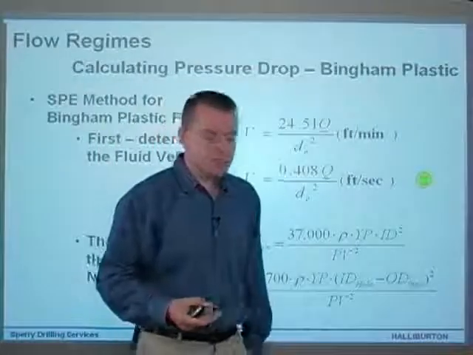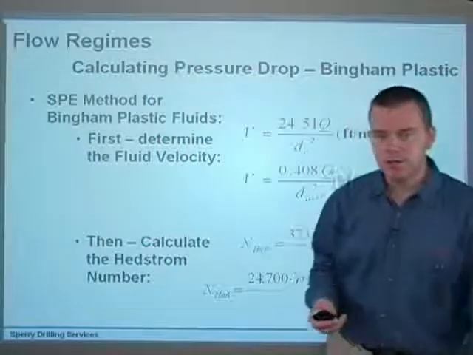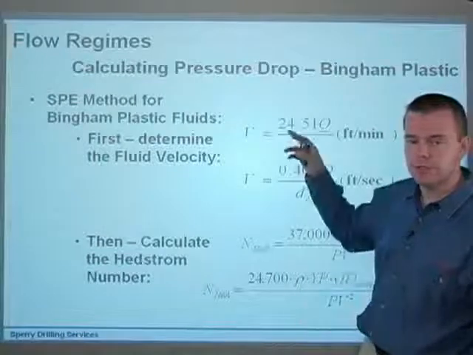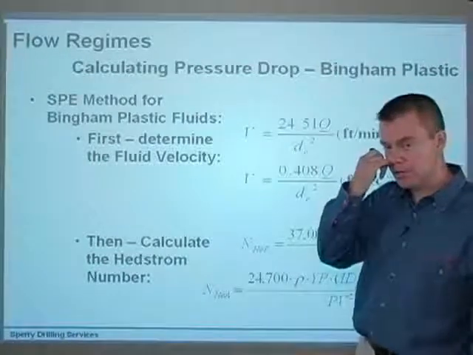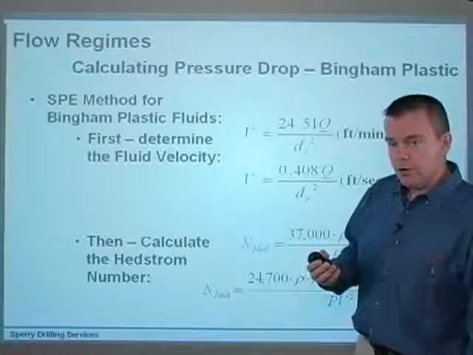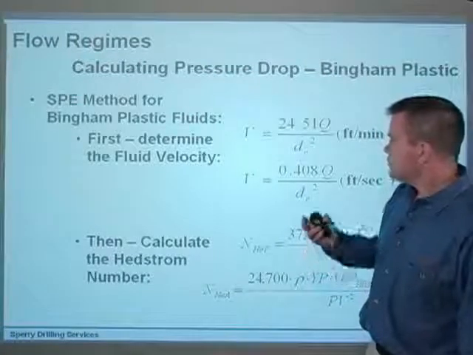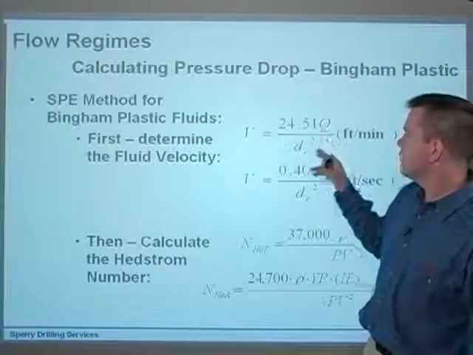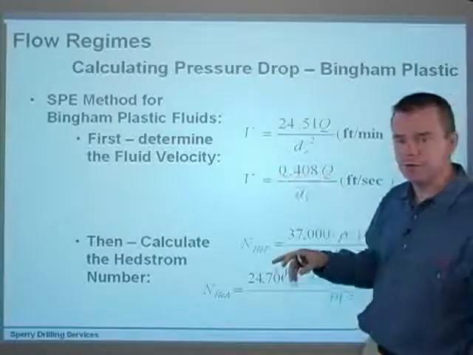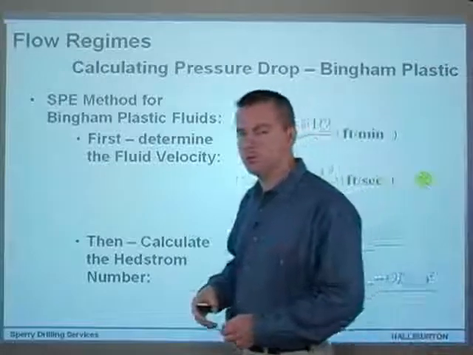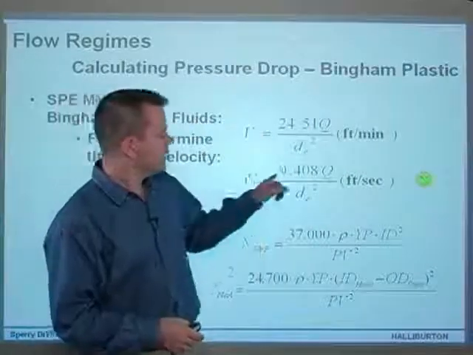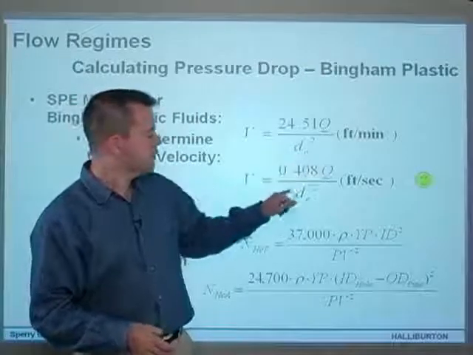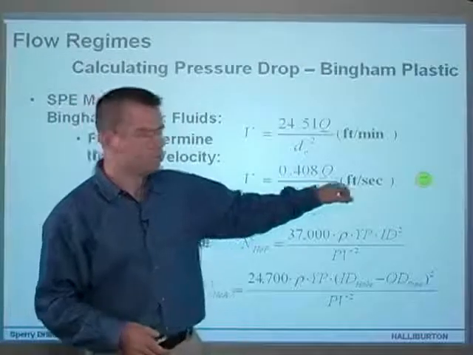Now, calculating the pressure drop using Bingham plastic, first of all, you'd have to determine the fluid velocity. There are usually two equations quoted in the literature or in any manual for fluid velocity. You can either have 24.51 times Q divided by the effective diameter squared, and that gives you it in feet per minute. Or more accurately, you've got 0.408 times Q divided by the effective diameter squared, and that's in feet per second.